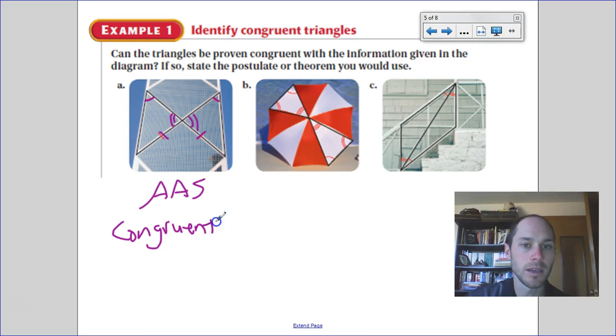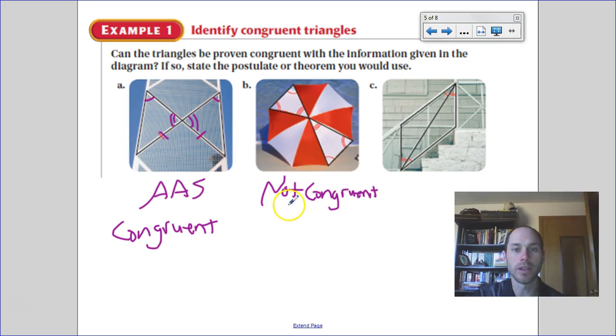Okay, B. We know all three angles are congruent, but that's not enough information. Even though the angles are congruent, one triangle could be larger than the other. So AAA is not enough to prove it. We would have to know at least one of the sides.